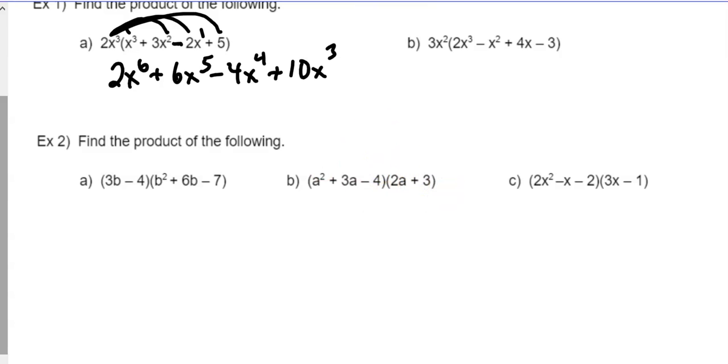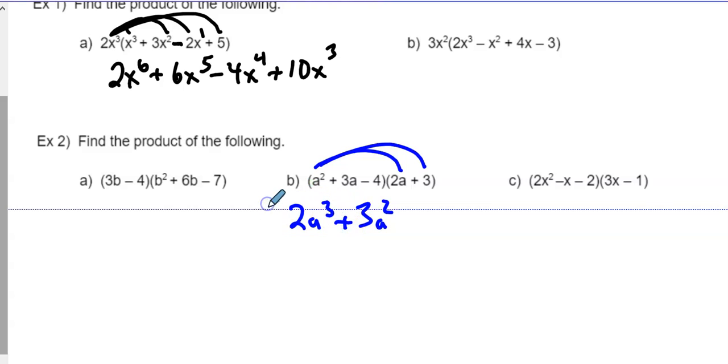Let's start with this first one. I have to take a squared times everything in the second set of parentheses. So that would become 2a to the 3rd. And then over here, I'd get plus 3a squared. I'm going to need a little bit more space here, so I'm just going to move these over real quick.